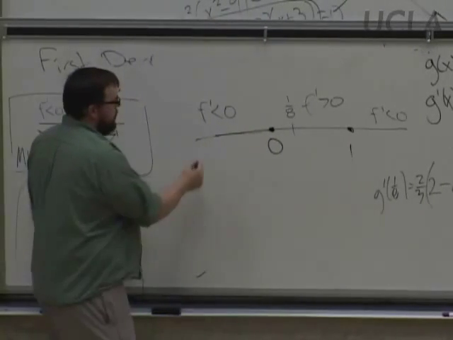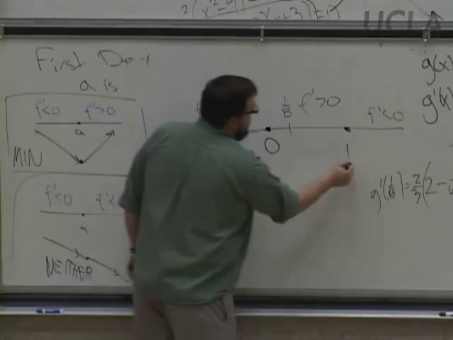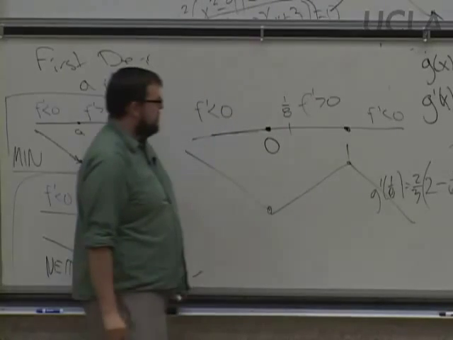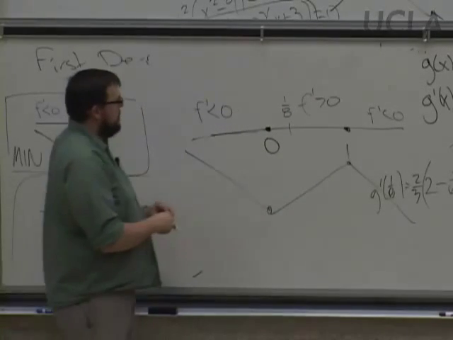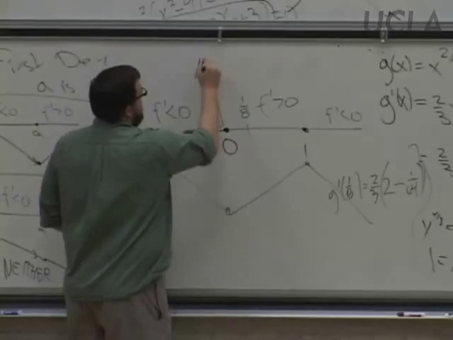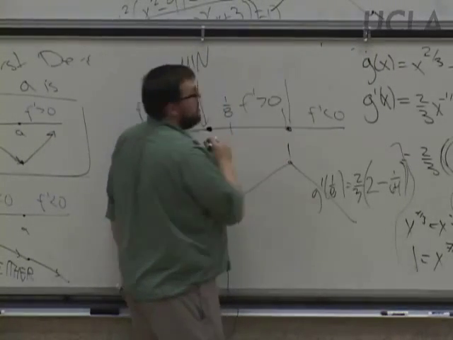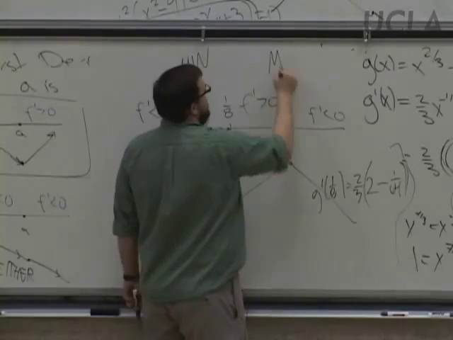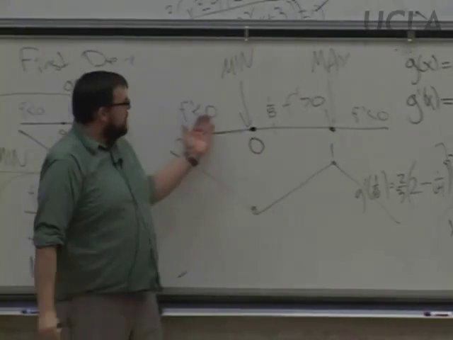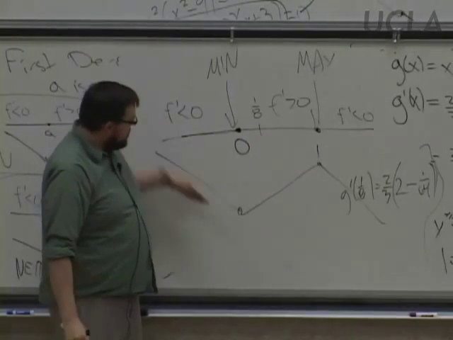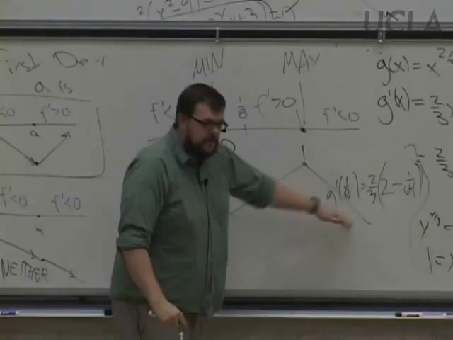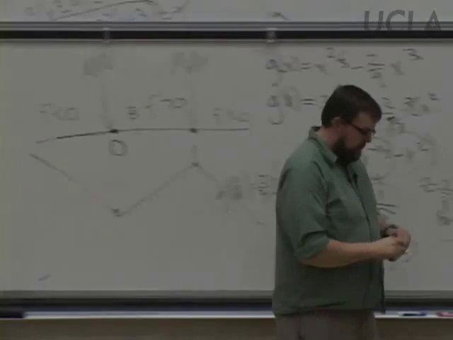And now we just read it. It's negative, positive, negative. So 0 is a min. 1 is a max. We can just see. When the derivative is negative, then positive, our picture looks like this. So it's a min. Positive, then negative, our picture looks like that. It's a max. All right.